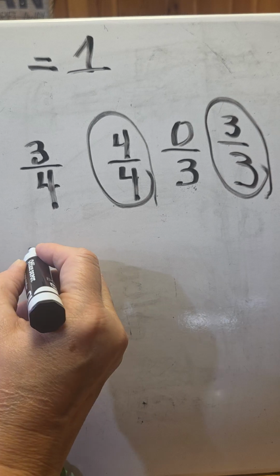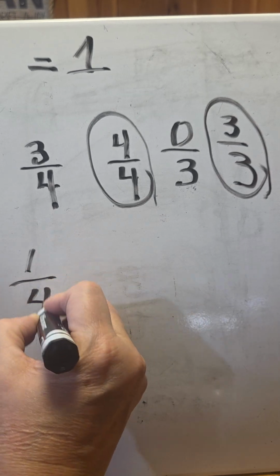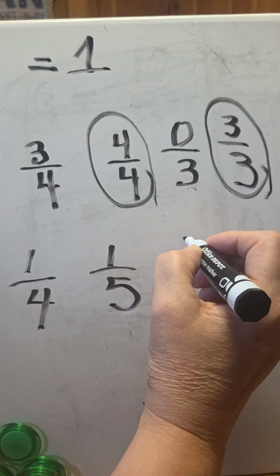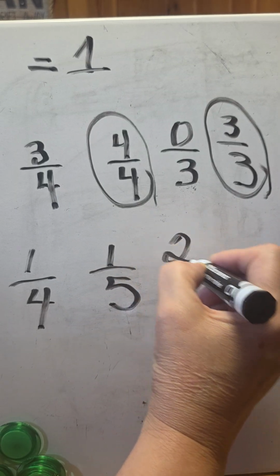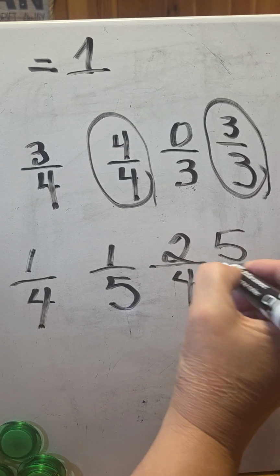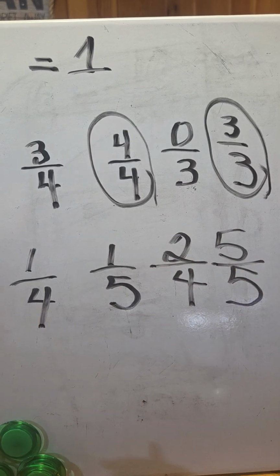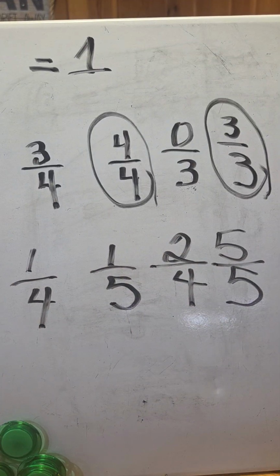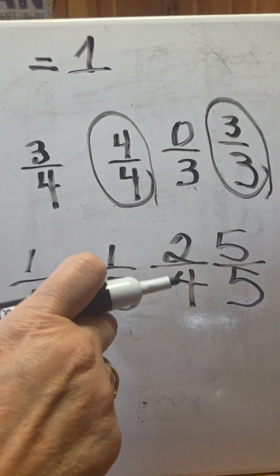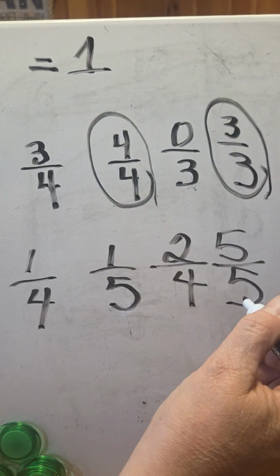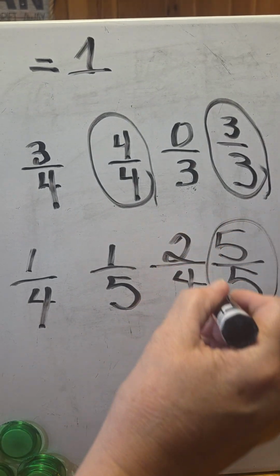If you had 1/4, 1/5, 2/4, 5/5, 1 out of 4, no. 1 out of 5. Whoop, the dogs. 2 out of 4. I guess I'll leave you with dogs barking, okay.